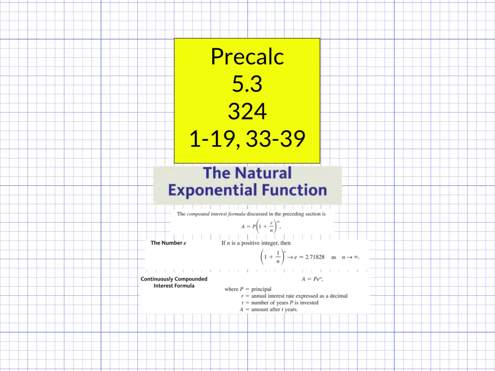Okay, 5.3, the natural exponential function, e. Okay, the number e here. This is how they calculated it and how we get it. So 2.71 is what we'll use for e, if we're just doing a quick average or whatever we want to do, a calculation.